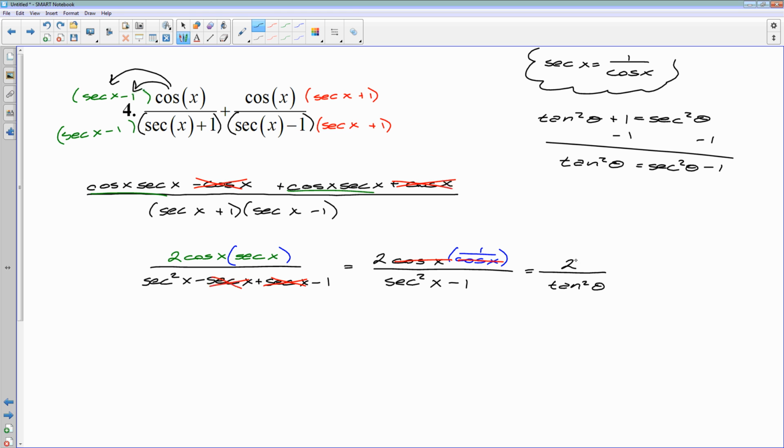There's one last thing you could do. There's 2 over tangent. Tangent and cotangent are reciprocal. So if I pull that tangent squared to the top, it could be written as 2 times cotangent squared instead of 2 over tangent squared. I would actually be okay with either one of those two. I'm not too convinced that the right side is any cleaner than the left one here. So I would go there.